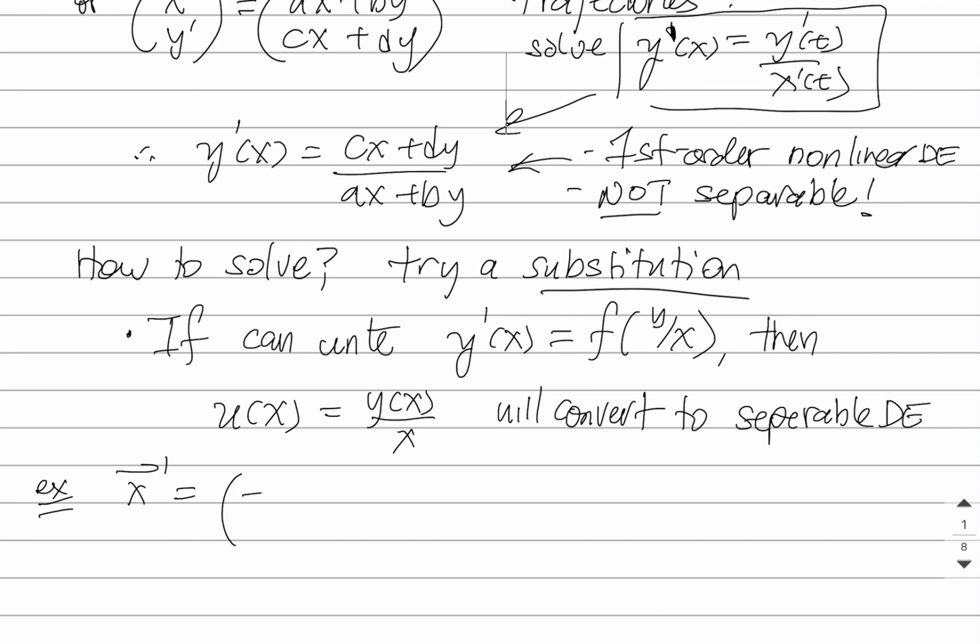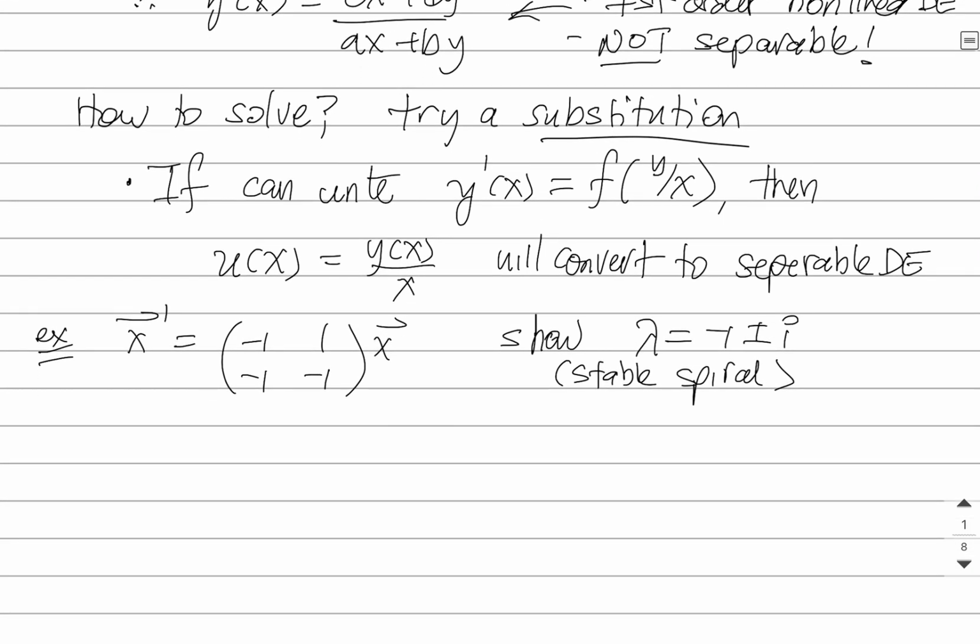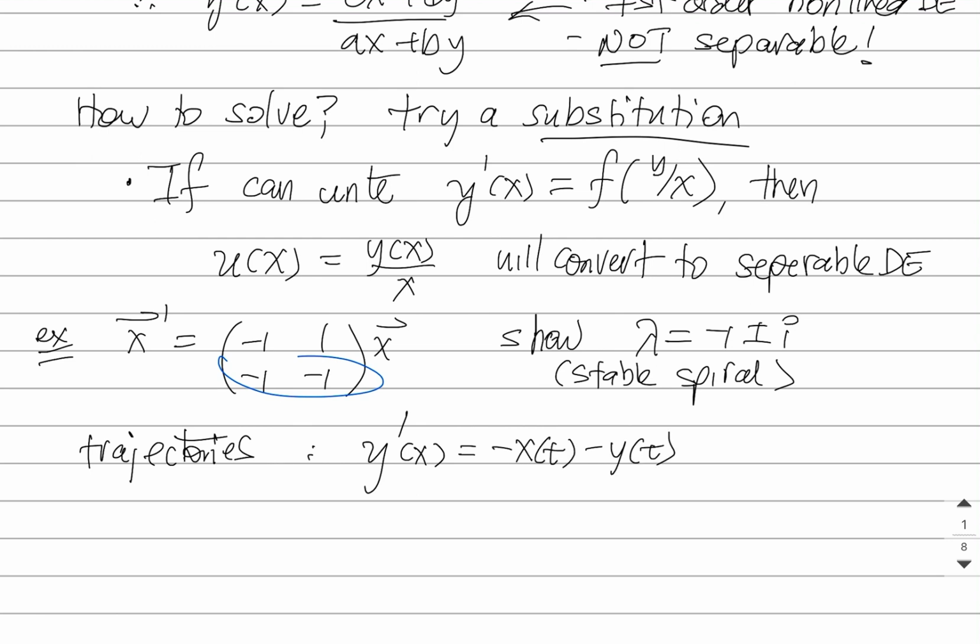Now this, again, is a 2x2 system. We can show that the eigenvalues of this system will be -1 plus or minus root i. So this should provide us with a stable spiral as our phase portrait. Now for the equation for the trajectories, we're going to have y prime of x. y prime of t is the bottom equation here. So that's going to give us negative x of t, negative y, divided by x prime of t. So that's going to be negative x plus y.